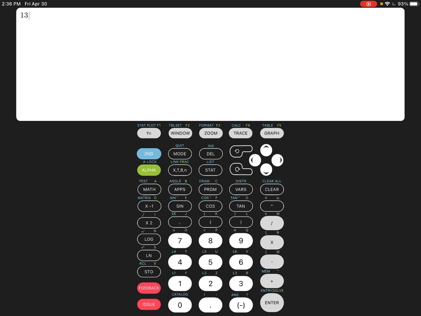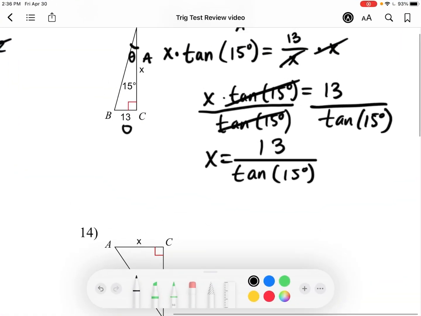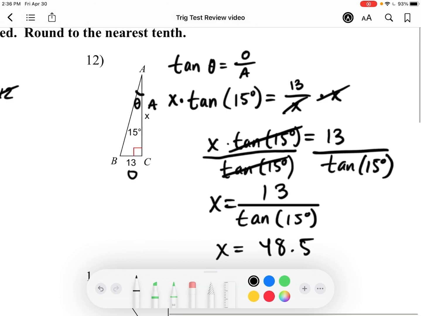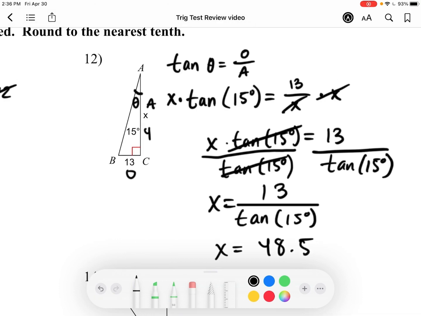So type in 13 divided by tangent of 15 degrees, and you get 48.51. So we'll round to one decimal, 48.5. So the missing length right here, the adjacent side, it has a length of 48.5.